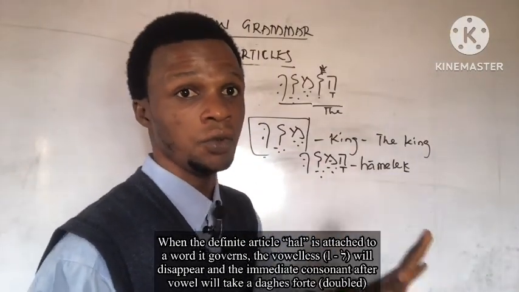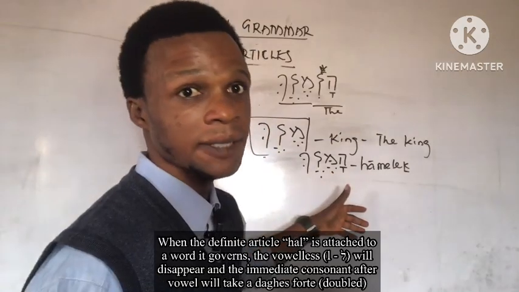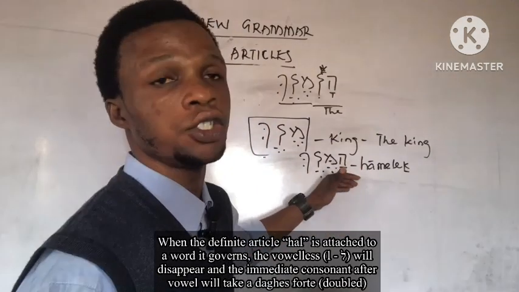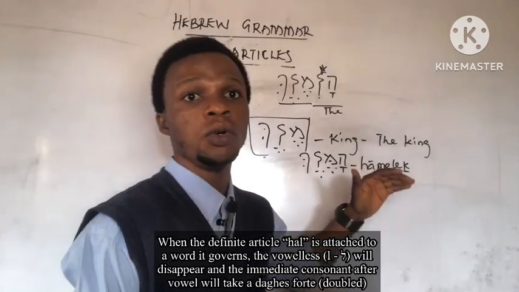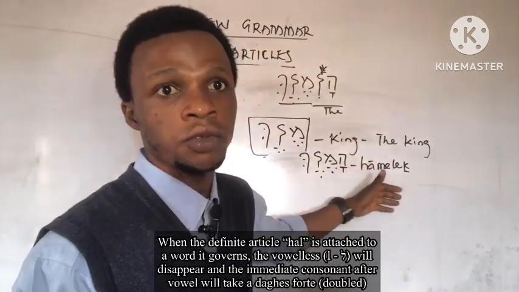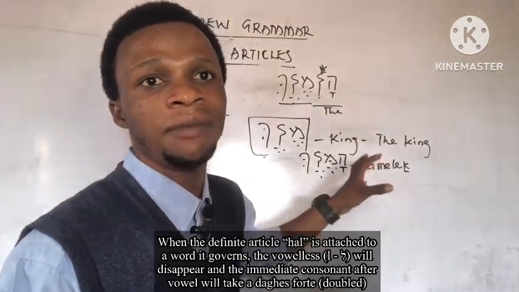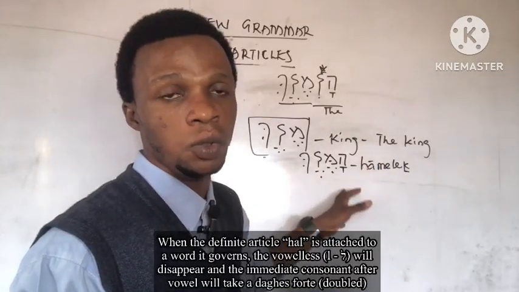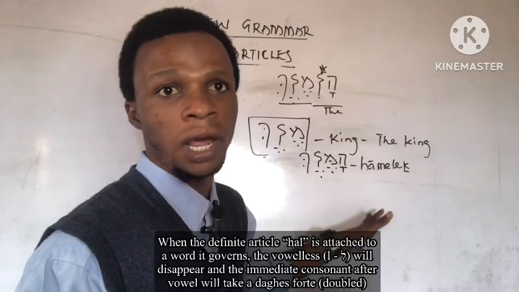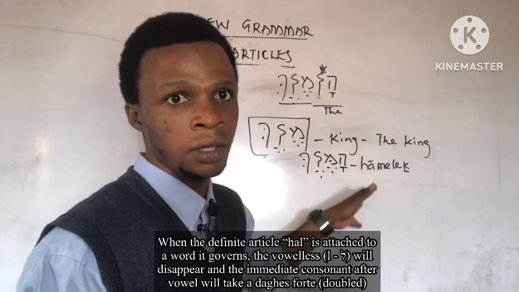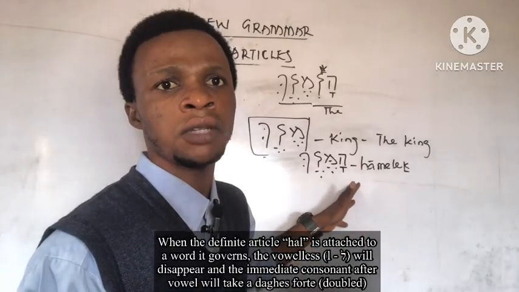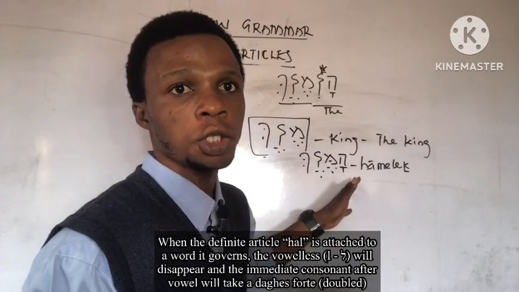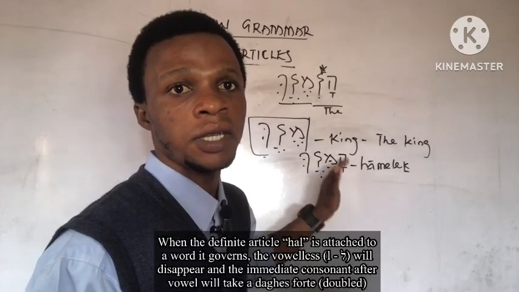That is the first rule. The rule states that when you attach the article to the word it governs, the Lamed there will be removed. Therefore, the regular consonant that follows will be doubled. In the next video, I will talk about the rest of the rules, the rest of the law.